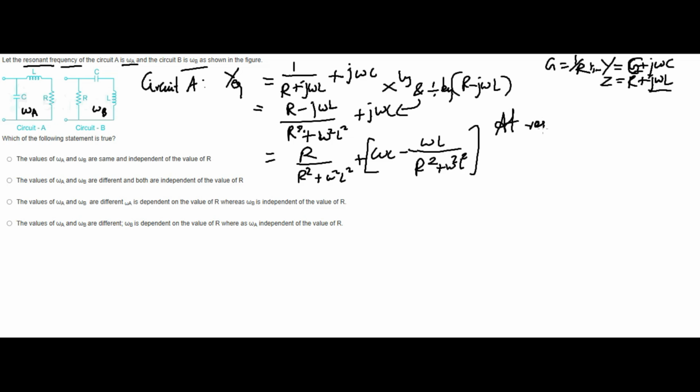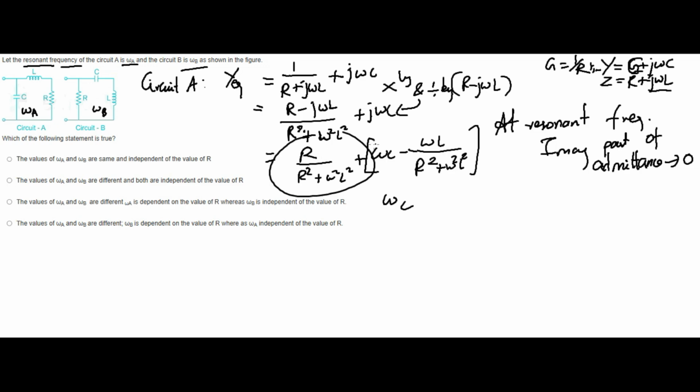But listen to me. They are telling that at resonant frequency, the imaginary part of admittance becomes zero. Imaginary part always becomes zero. So imaginary part means this section completely becomes 0. This is the admittance part. So omega C minus omega L divided by R square plus omega square L square is equal to 0.